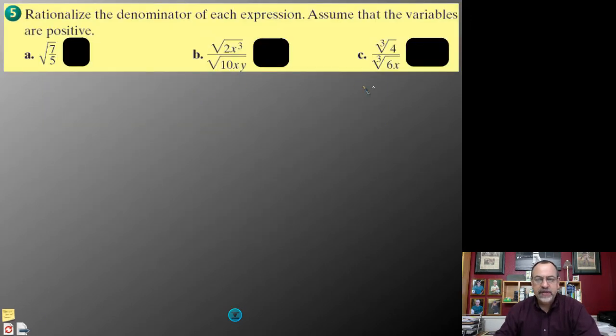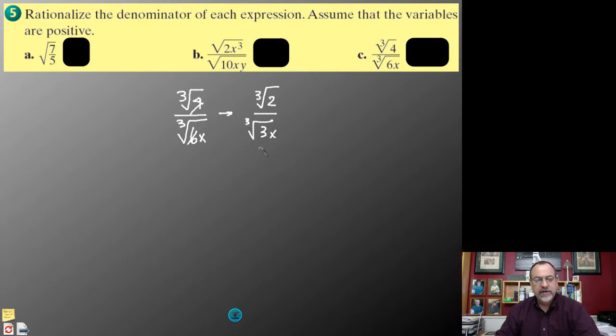So let's take a simple example to start with. Let's say we have the cube root of 4 over the cube root of 6x. Now, because these are both cube roots, I want to simplify first. So 4 and 6 are both divisible by 2. So if I divide that, I can reduce that by 2, reduce that, and I have the cube root of 3x, all right? So I've done all the simplifying I can.